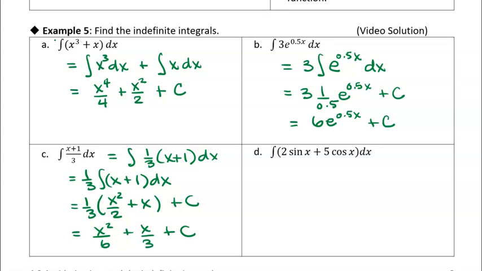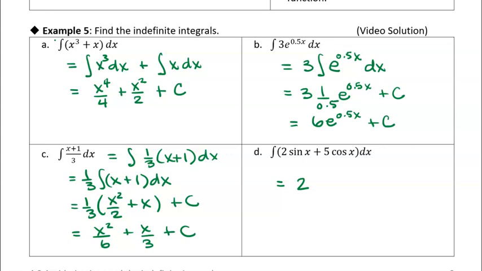And then finally we have some trig functions here. Again, they're constant multiples. So I could break this down into two integrals and then pull out the constants, but essentially you're going to hang on to the constant, and then find the antiderivative of sine, which is a negative cosine.